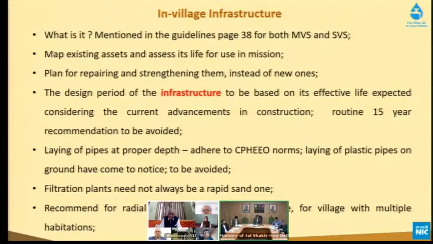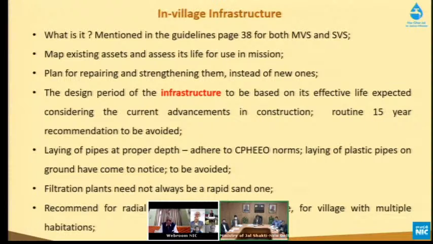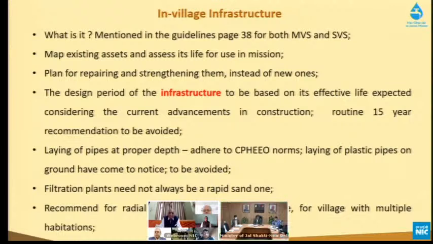Laying of pipes should be at proper depth. In many places, concrete roads are being laid by the rural development departments. There is a tendency to lay the pipes on top of the concrete road. They are bound to get damaged. You have to follow the CPHEEO norms for laying. Even in one place in a northeastern state, we found that plastic pipes are being laid on top of the concrete roads. They are bound to get disturbed even by a small cycle or a motorbike. So kindly see that the pipes are laid at a proper depth.